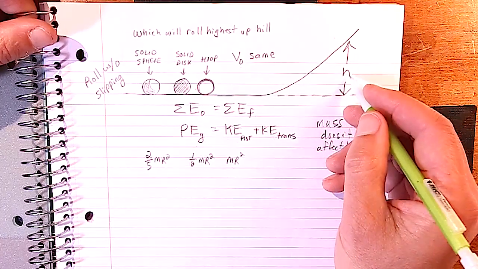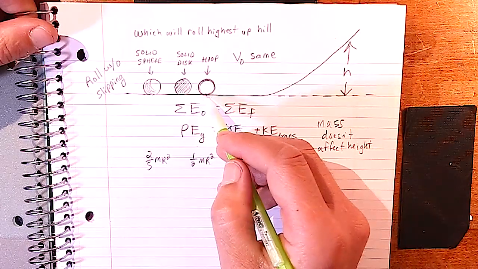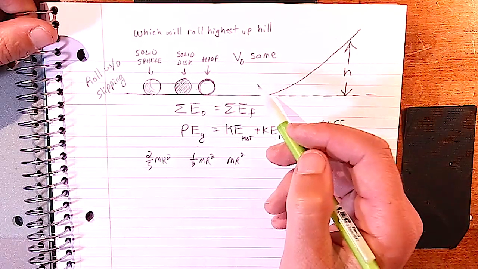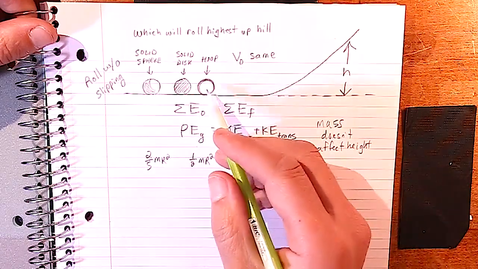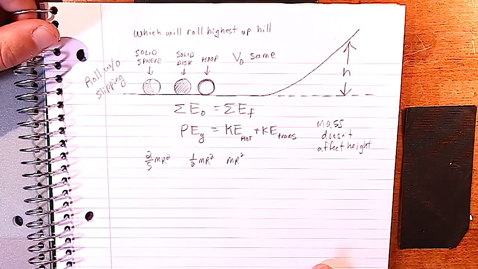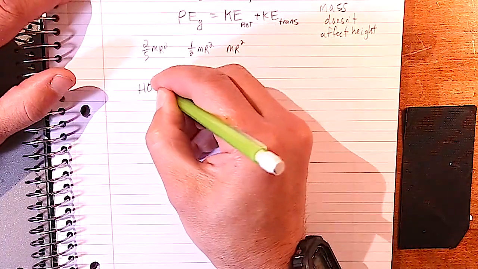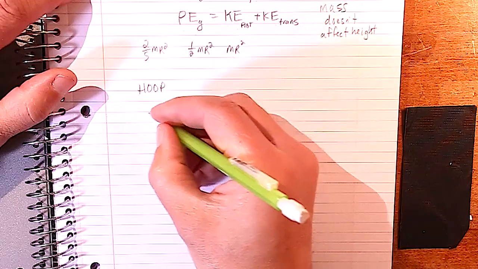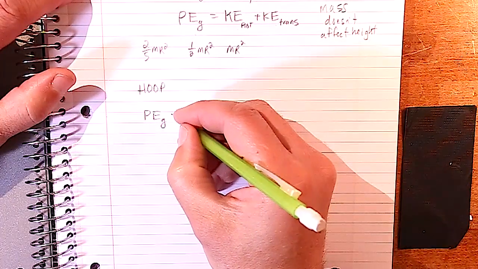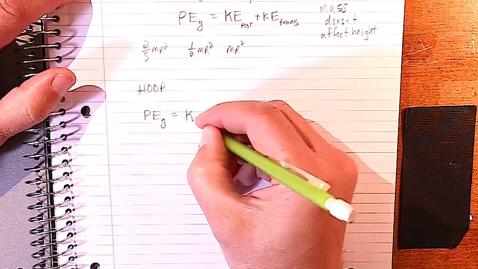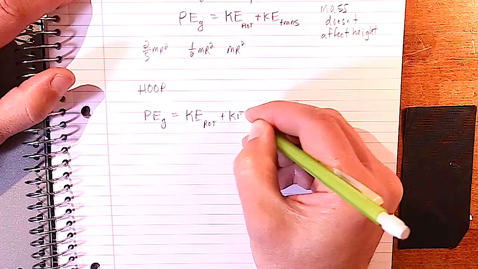So how can we actually calculate the height? Now, I could do this for you for all three, but once you know how to do one, then you can do all of the other ones. It's the same process. So we're just going to do this for the hoop. So for the hoop, we have our energy at the end. I'm doing this backwards. KE rot and KE tot.